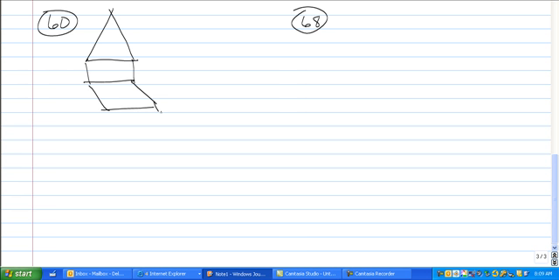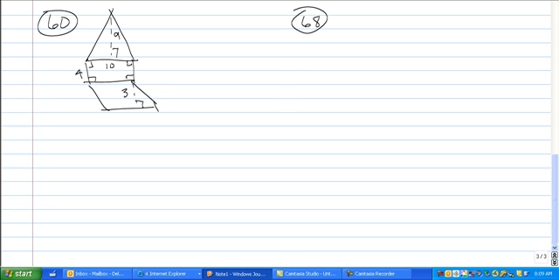So our measures: the height of the triangle is 9. The base of the triangle, also the side of the rectangle, is 10. The other side of the rectangle is 4. And the height of the parallelogram is 3. So what we want to know is the total area of the figure.